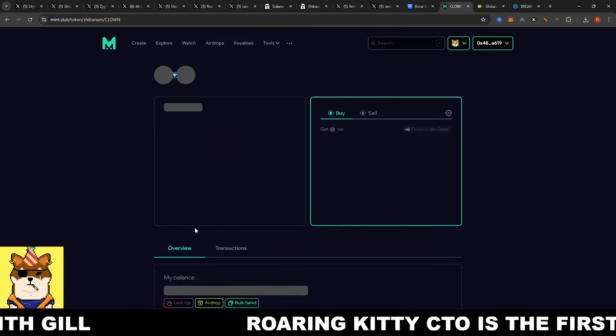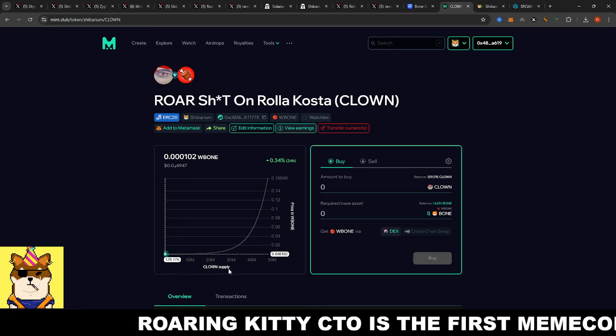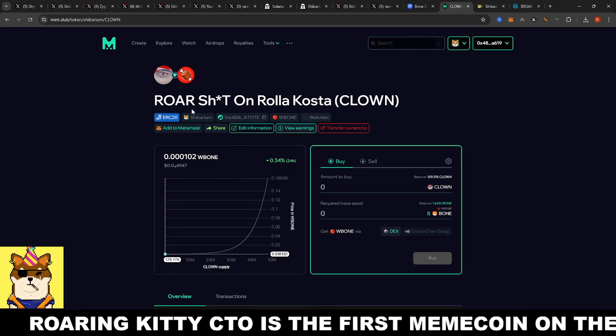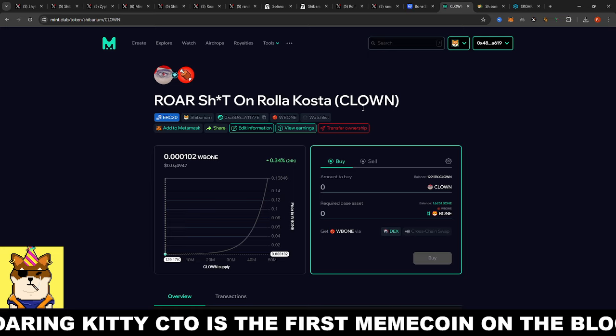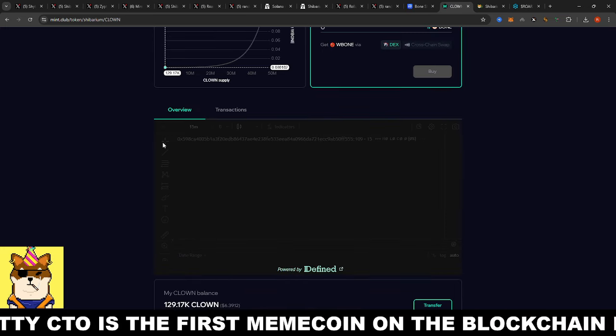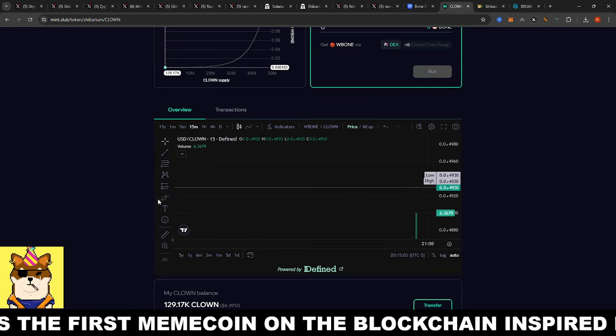So this is it right here. Don't take this as a real token or anything like that. I know how you degens like to get. But this is the token. This is what I named it: Roar's Roller Coaster Clown. Because that's what he is at the end of the day. He's a clown.